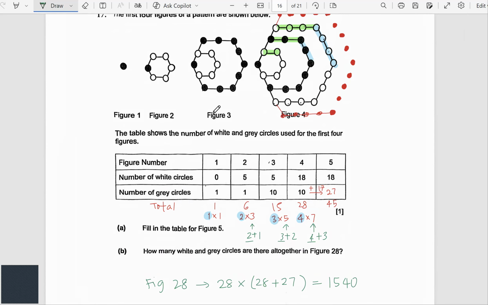Okay, then that's all for this paper. This is Henry Park 2025 Prelim Paper 2.